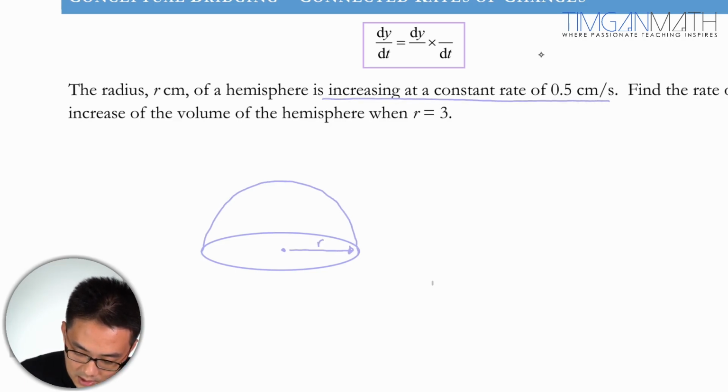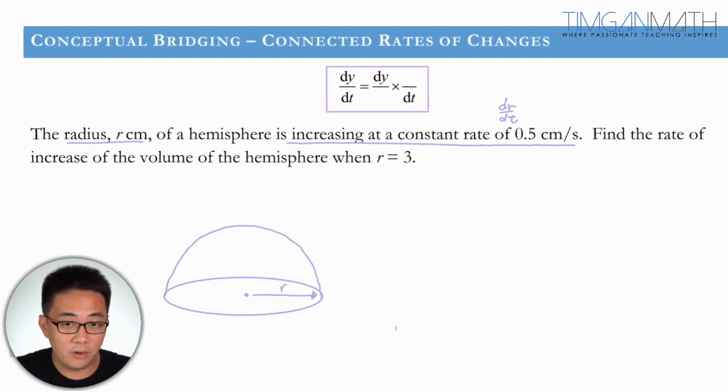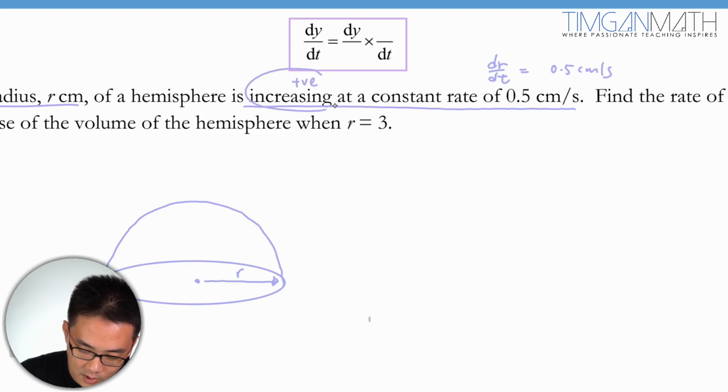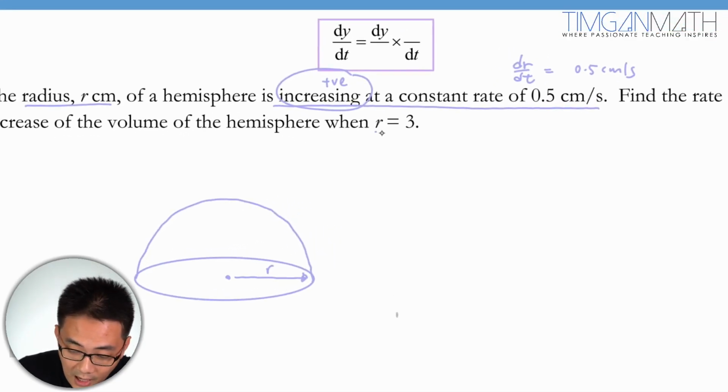So this is dr dt, the rate of increase of the radius r. Dr dt is equal to positive 0.5 cm per second. Just remember that it's positive because it's increasing. Decreasing will mean negative. Now find the rate of increase of volume of the hemisphere when r is equal to 3.